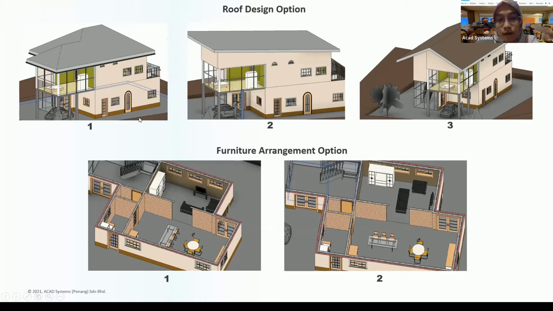There are more things that you can do using design option. For instance, you want to change the door type. In one option you are using a glass door, and in another option you want to see how it looks when it uses a timber door. You can do that as well in design option.